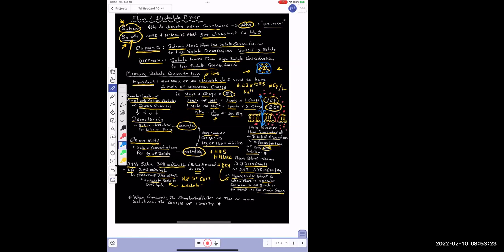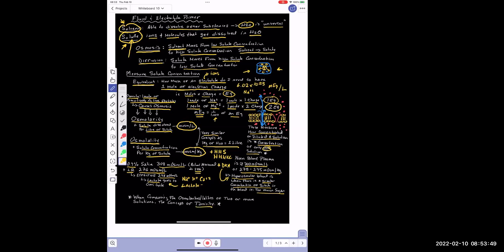And so we need some terminology or some concept that we can use to compare the solute concentration on one side of a semipermeable membrane to the concentration on another side of a semipermeable membrane. And this is where the concept of tonicity comes into play.